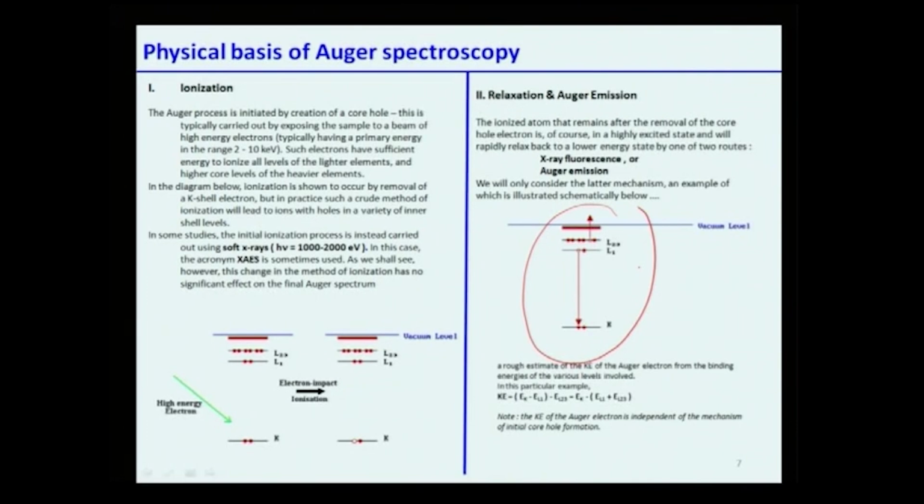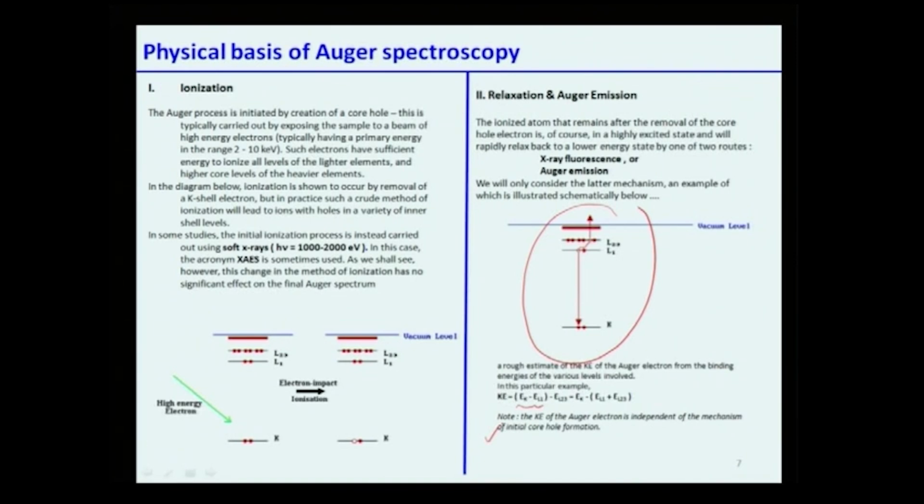So, a rough estimate of the kinetic energy of this Auger electron can be made by knowing the binding energies of the various levels. Kinetic energy is basically EK minus EL1, that is the jump, minus EL23. This was the energy difference, and then this is the binding energy of the electron in the L23 shell. The kinetic energy of the Auger electron is independent of the mechanism of initial hole creation. This is very important. Initial hole creation can be anything.